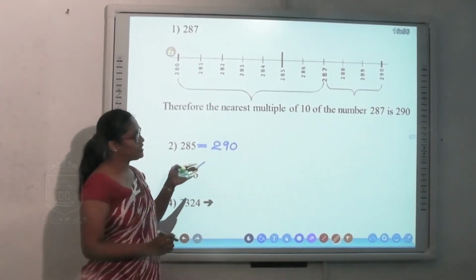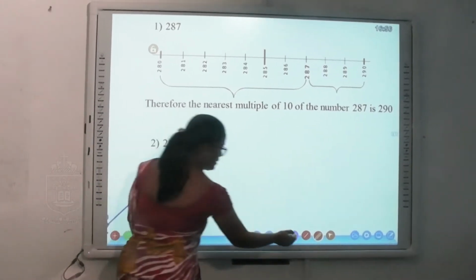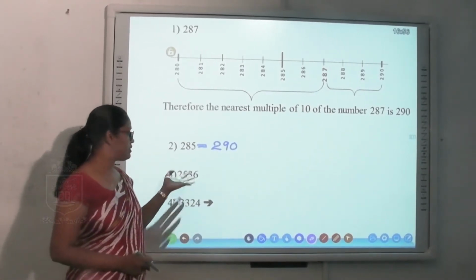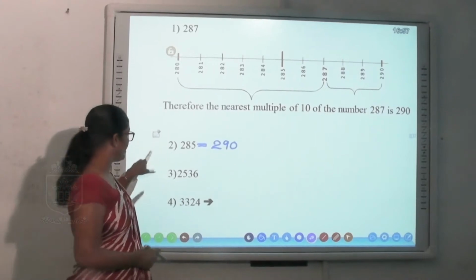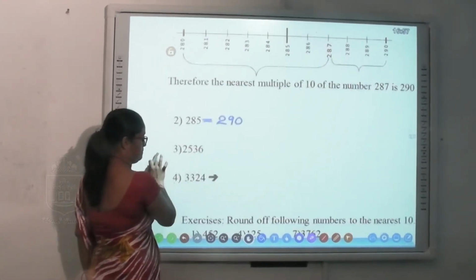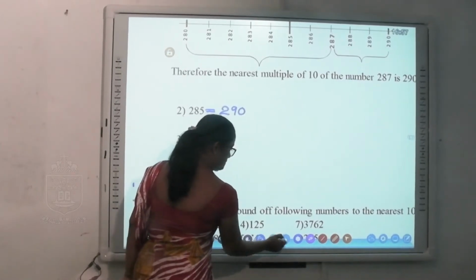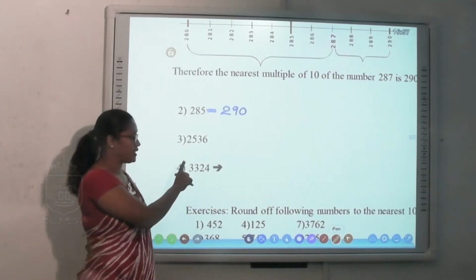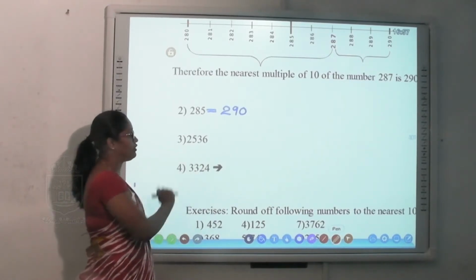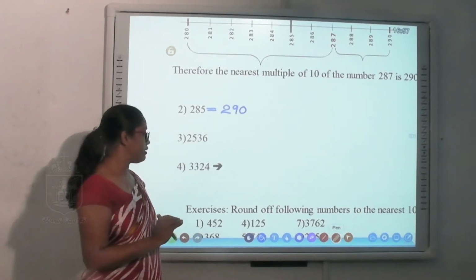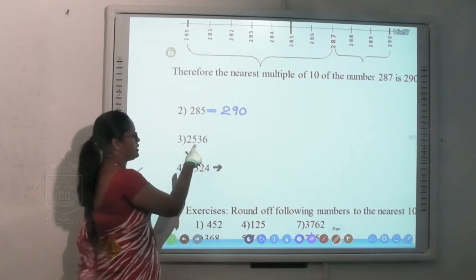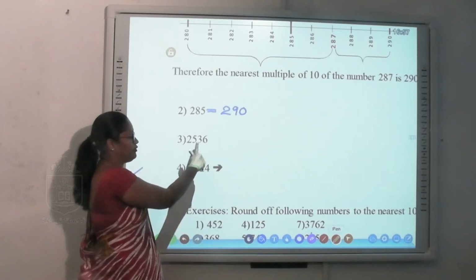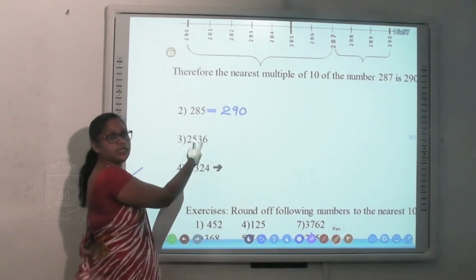Now there is an easier method than this. Let me explain that. Now look at this number. I am going to round off this number to the nearest 10. In that procedure you have to find the 10th place of the number. This is the unit place of the number, and 3 is at the 10th place. You have to find the 10th place and then look at the unit place.